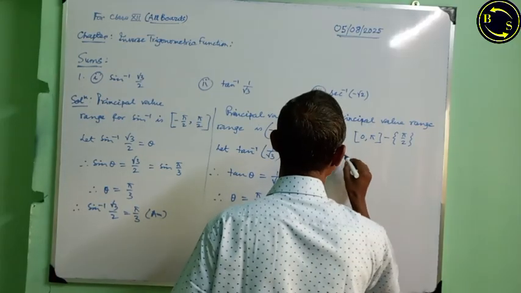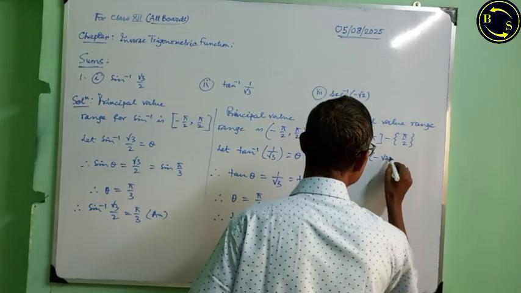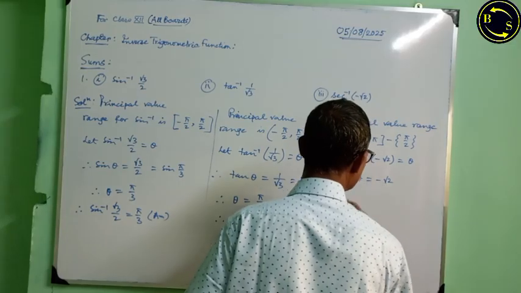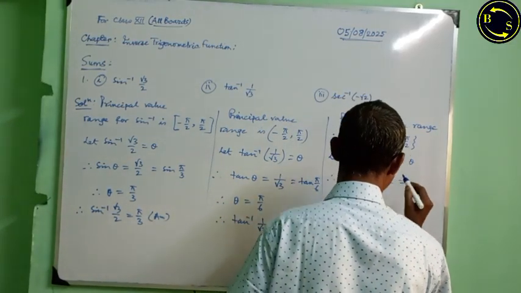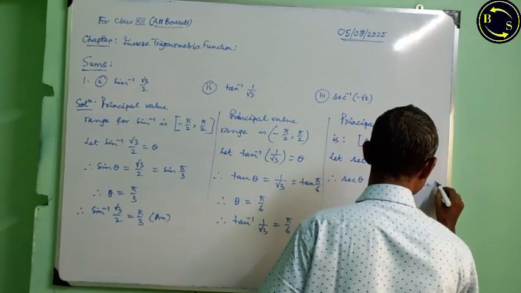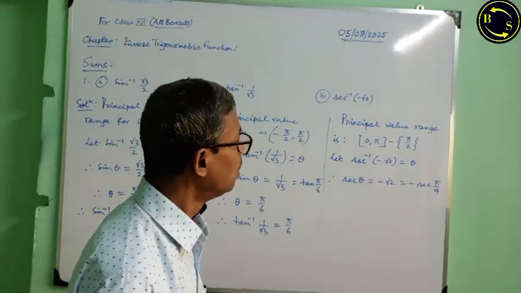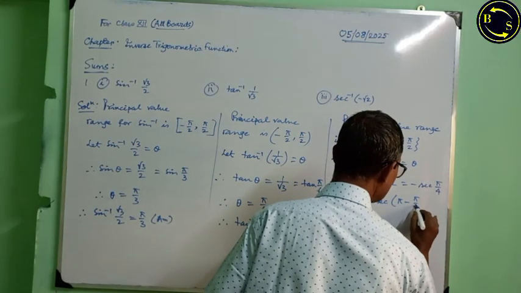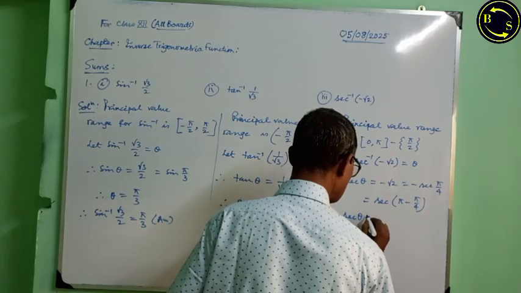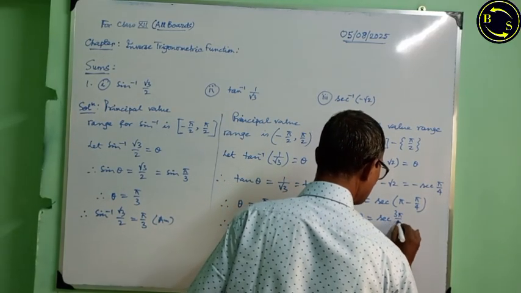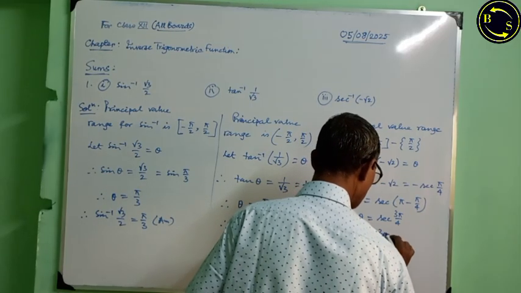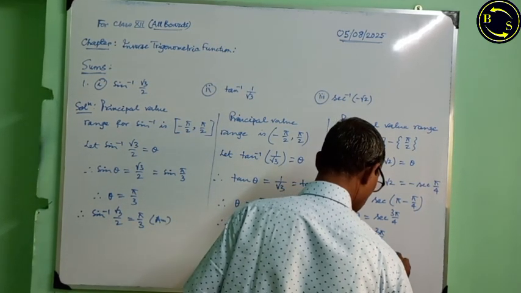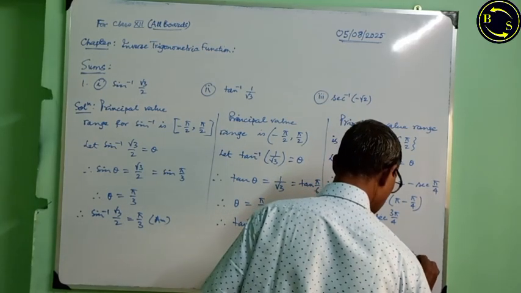Let sec inverse minus root 2 equal to theta. Therefore, sec theta equal to minus root 2, minus sec pi by 4, sec of pi minus pi by 4. Therefore, sec theta equal to sec 3 pi by 4. Therefore, theta equal to 3 pi by 4. Sec inverse minus root 2 is equal to 3 pi by 4.